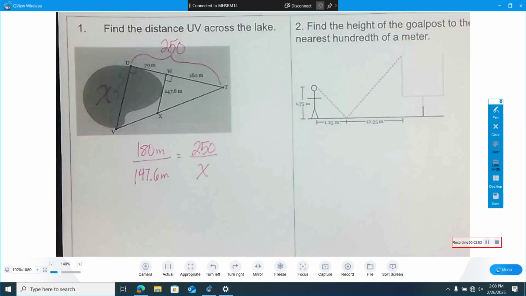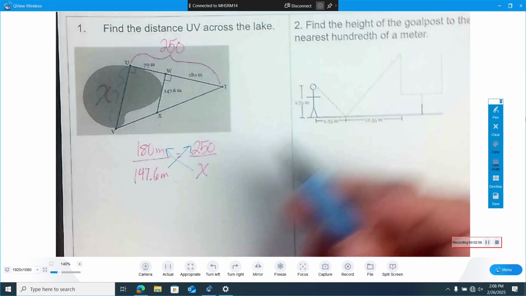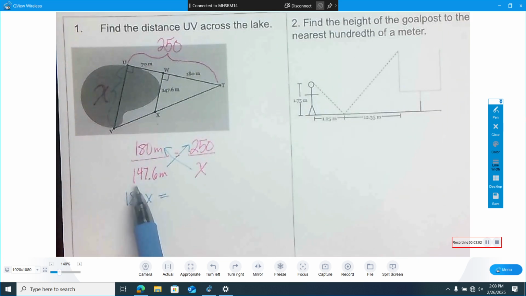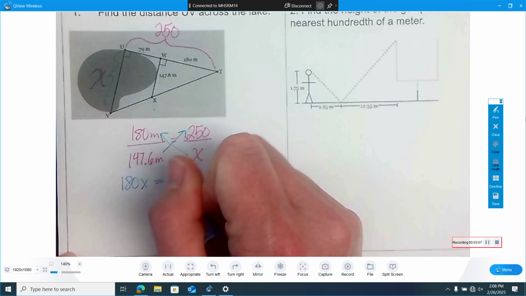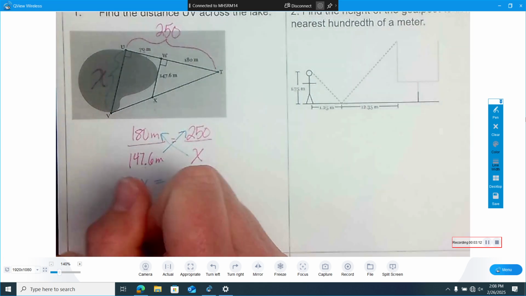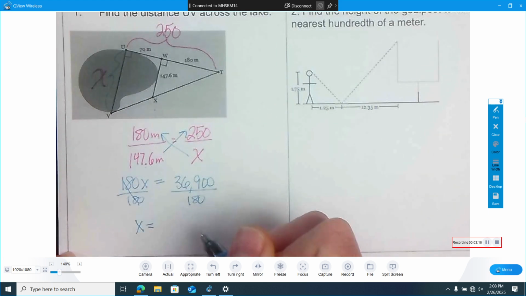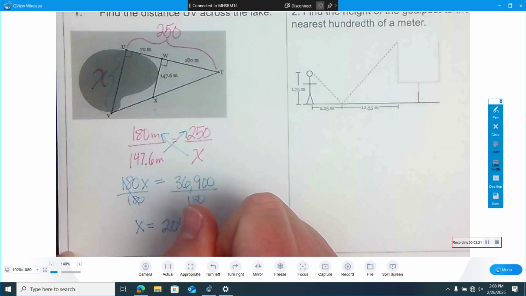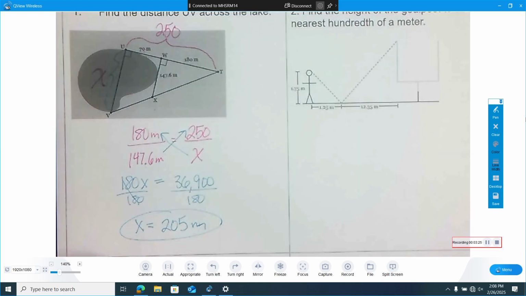Okay, what do we do to solve for x? Cross multiply. 180 times x is 180x. And 147.6 times 250 is 36,900. And then what do you need to do? Divide by 180, divide by 180, and we get 205. What are the units? Meters. Very good. Everything is meters. The units for the distance across the pond is meters as well.